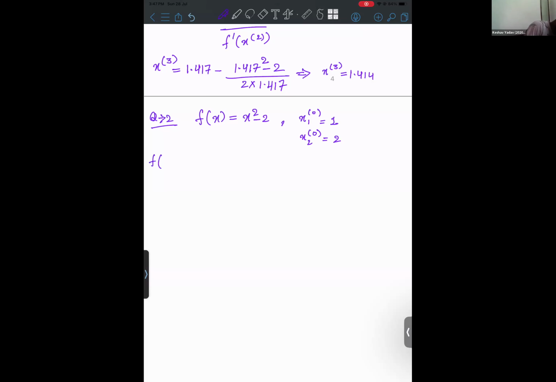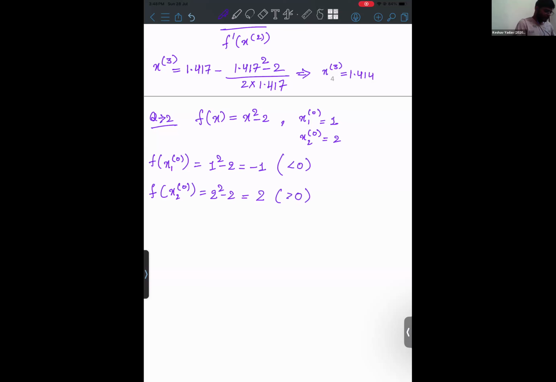So f of x1 at 0th iteration will be 1 square minus 2, which gives minus 1. So at x1 the function has a negative value. For x2 at 0th iteration, 2 square minus 2: 2 square is 4, minus 2, that is 2. So this is less than 0, and this is greater than 0.